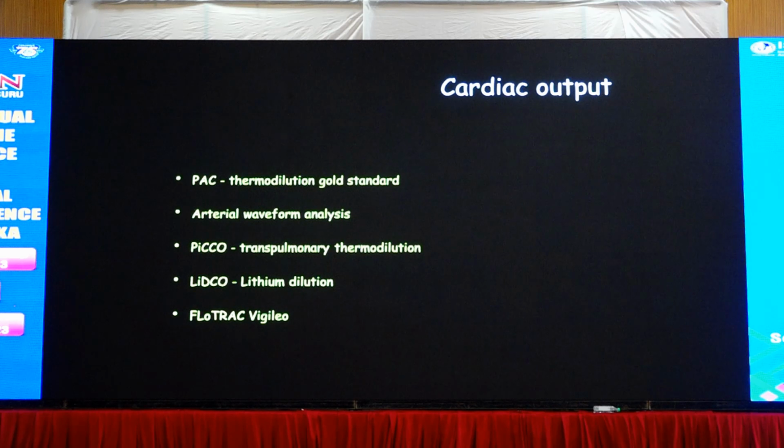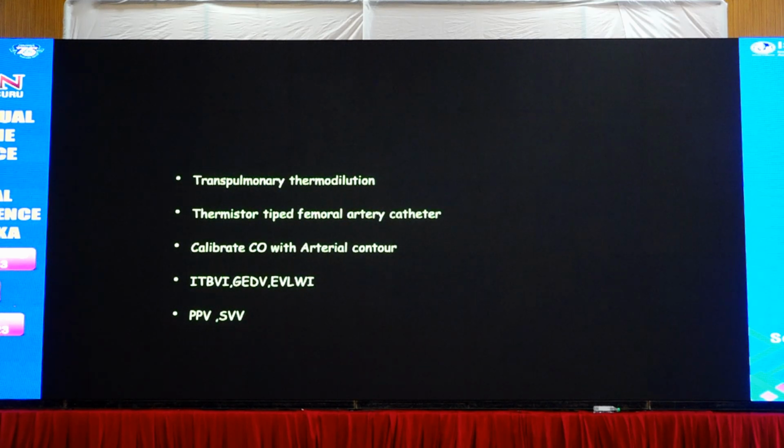cardiac output, and then they all calibrate it with the arterial shape or the arterial contour. Then they give continuous cardiac output readings. For transpulmonary thermodilution, you have to use a thermistor-tipped femoral artery catheter, and you inject saline into the central line, and the temperature is sensed at the femoral artery. That's why it is called transpulmonary thermodilution.